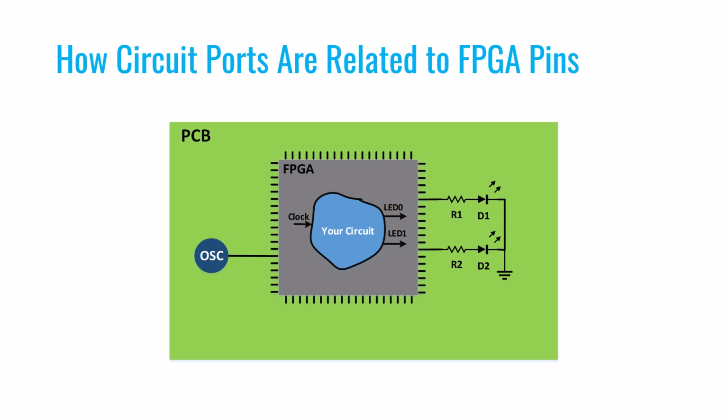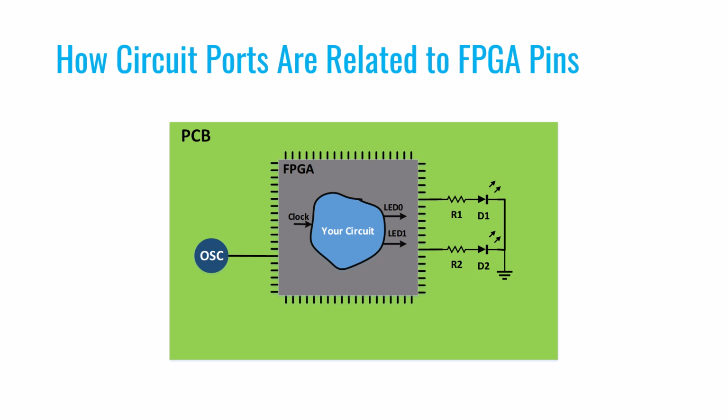For the entity of the design, you've defined 3 ports, a clock port and 2 single-bit ports, LED 0 and LED 1, which are defined as STD logic type. After synthesizing this code and implementing it on the FPGA, let's assume that your circuit occupies this blue section of the FPGA. The ports you've defined, clock, LED 0 and LED 1, are now implemented and exist within this area.